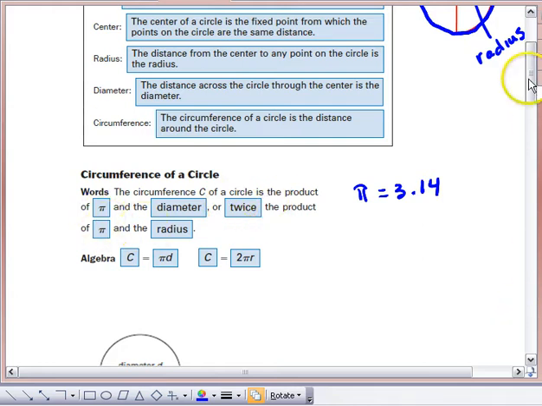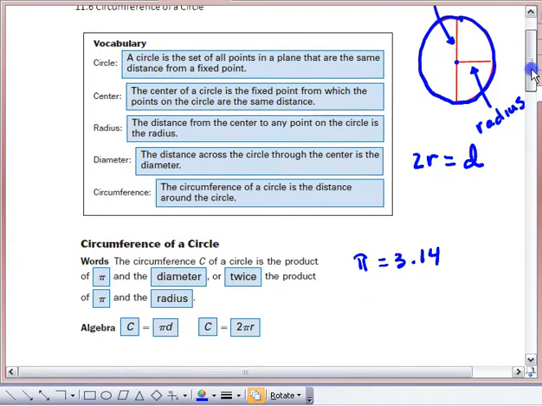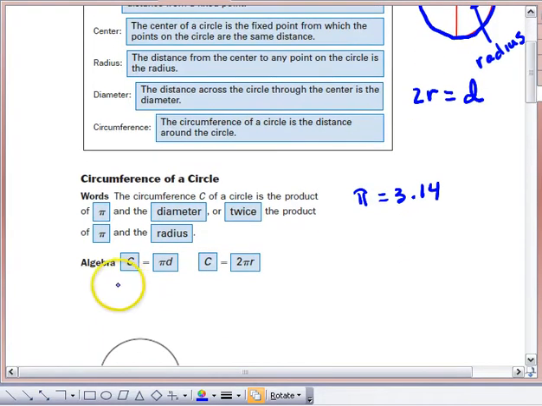All right, let's think about that. The diameter is the full distance across our circle here. The radius is half that distance, so 2 radiuses equals the diameter. So that's what this definition means. So I can find circumference by taking pi times diameter, or I can find circumference by taking 2 radiuses times pi. And that's because this part and this part are the same.